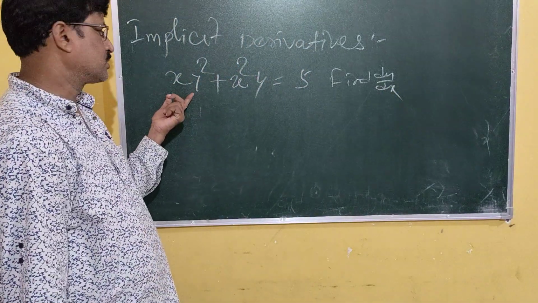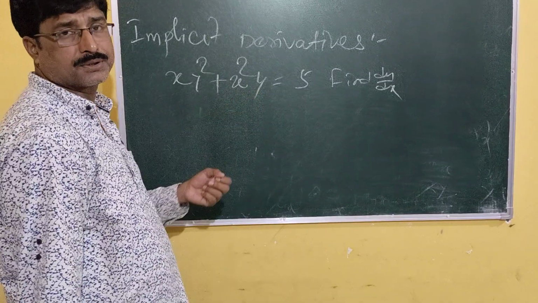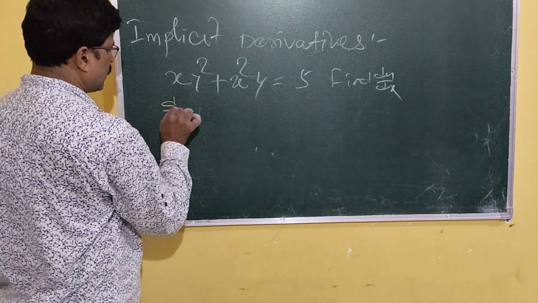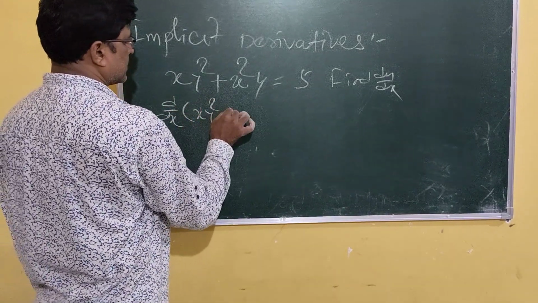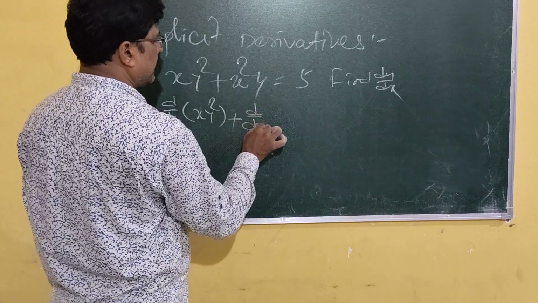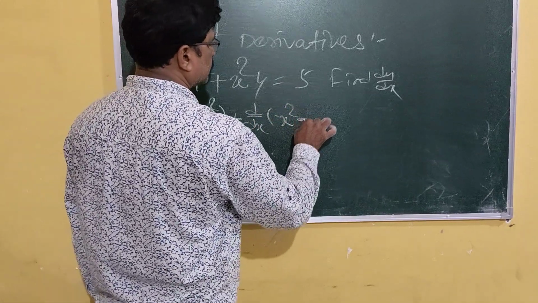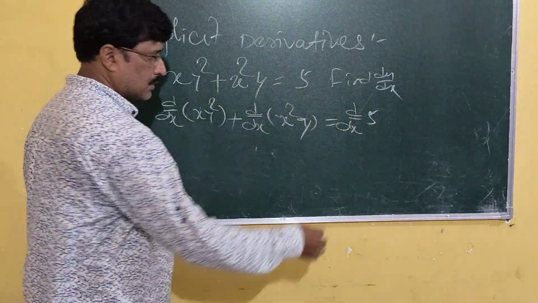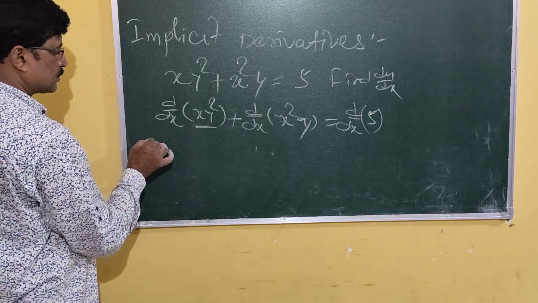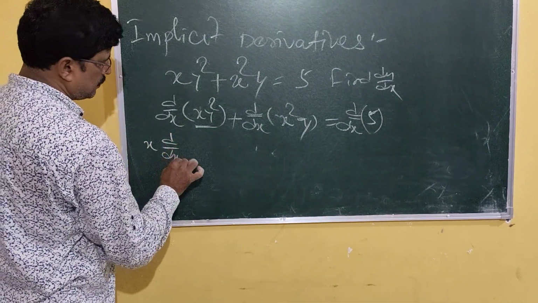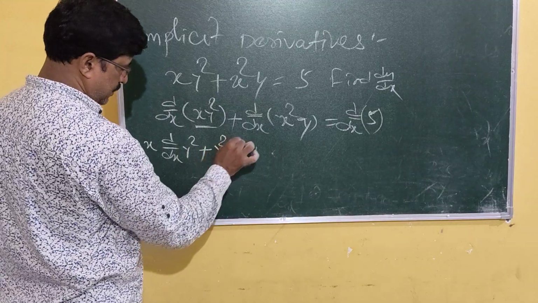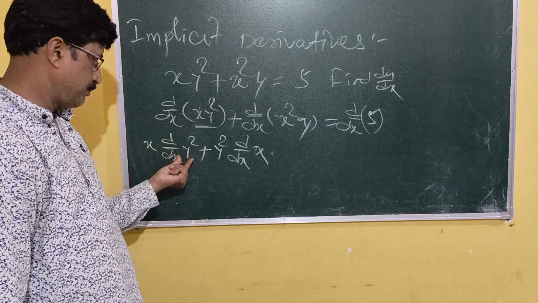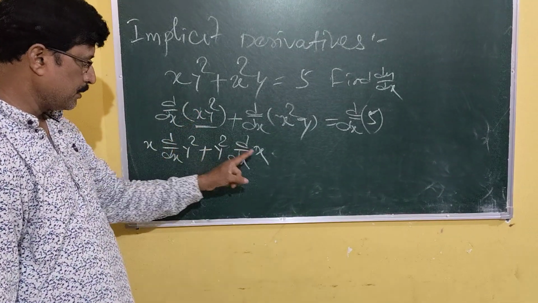See, this is two functions in multiplication. This is also two functions in multiplication. You have to take the derivative on both sides. So take d by dx of xy square plus d by dx of x square y is equal to d by dx of 5. So it becomes x d by dx of y square plus y square d by dx of x, that is, u derivative of v plus v derivative of u.